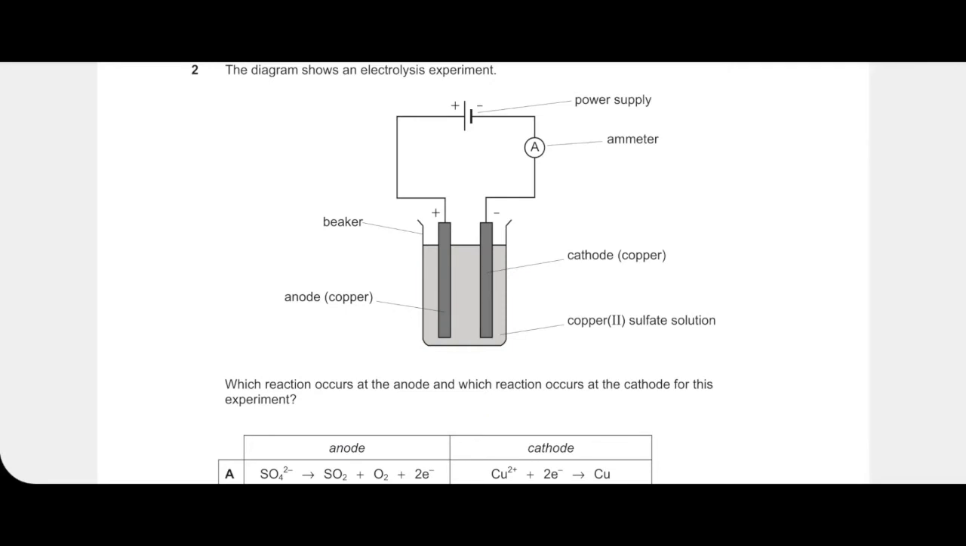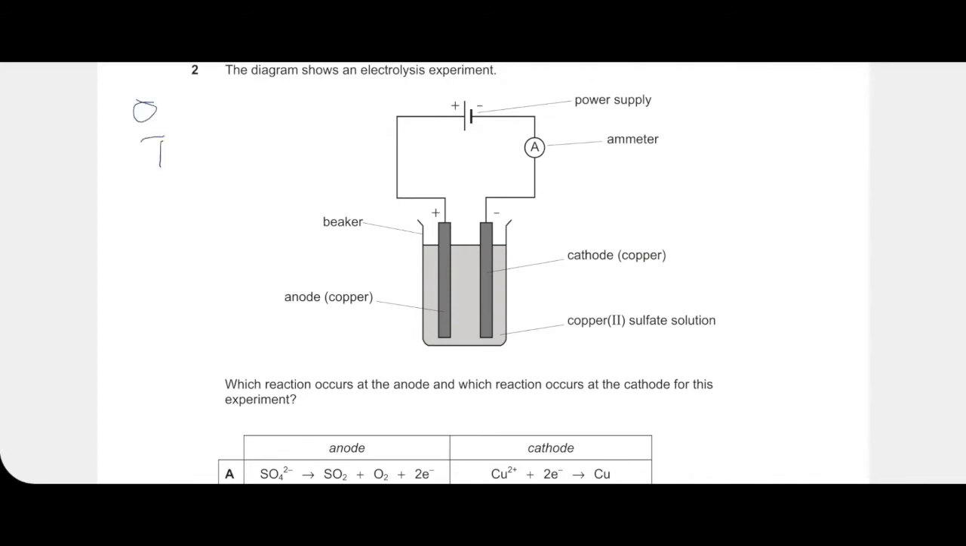Question number two. This diagram shows an electrolysis experiment. The diagram is below. Which reaction occurs at the anode and which reaction occurs at the cathode for this experiment? So this question is assessing you on your knowledge of electrochemistry. And immediately you should be thinking about OIL RIG.